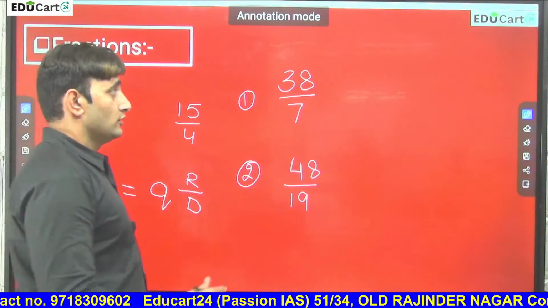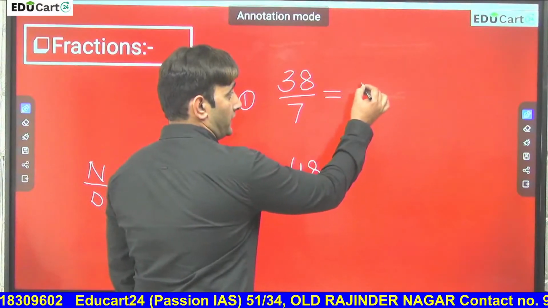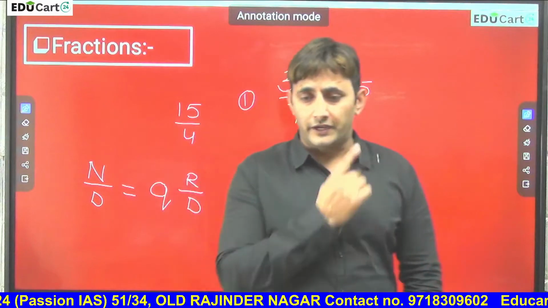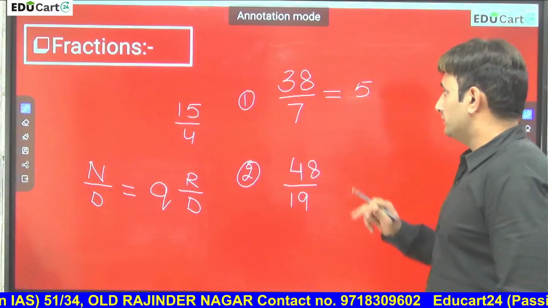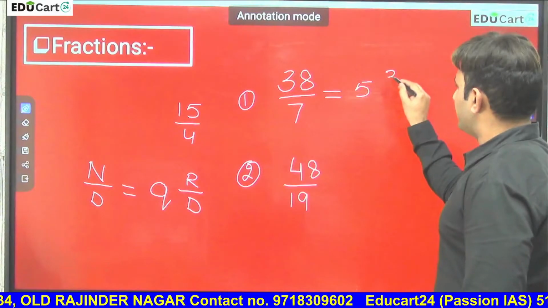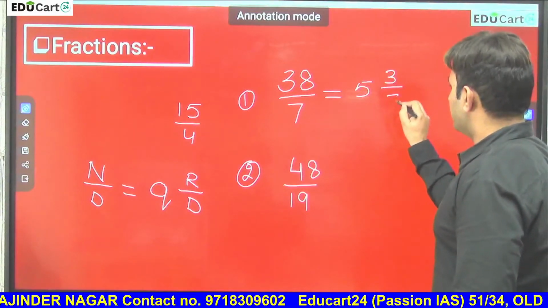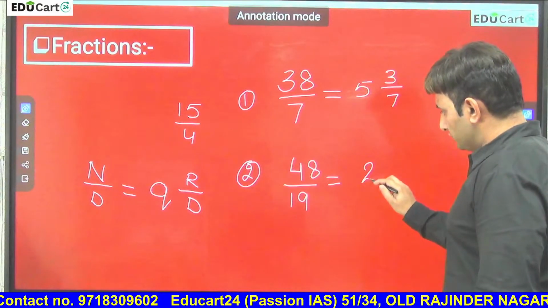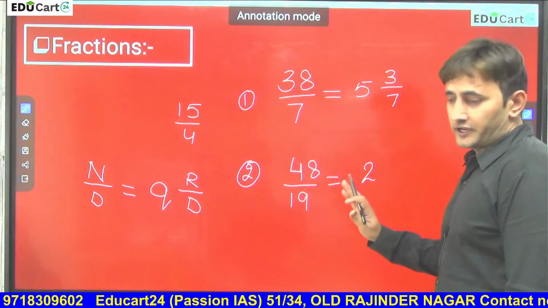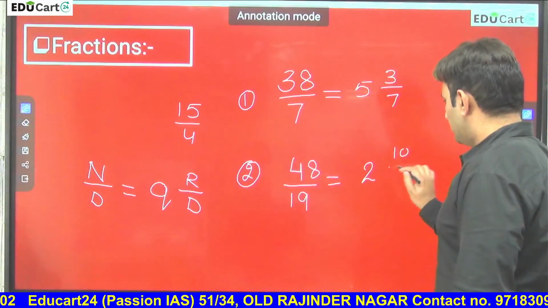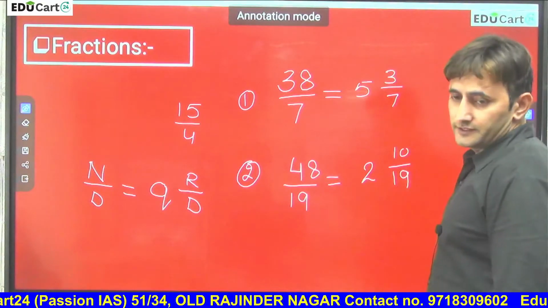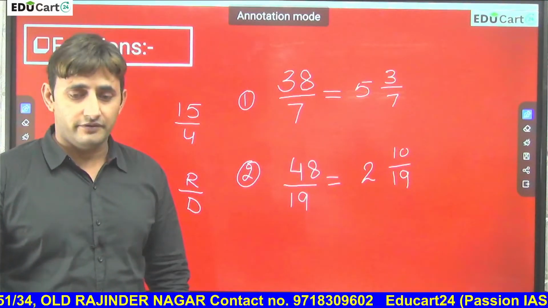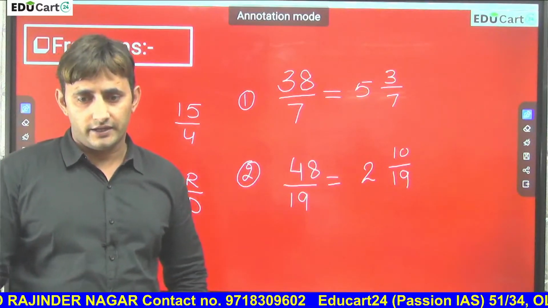Yes. So 7 5s are 35. Out of 38, 35 is gone. What is the remaining value? 3 is remaining, divided by 7. Now 19 2s are 38. Out of 48, 38 is gone. Remaining is 10 upon 19. In this manner you can write this. 5 3 by 7, 2 10 by 19.